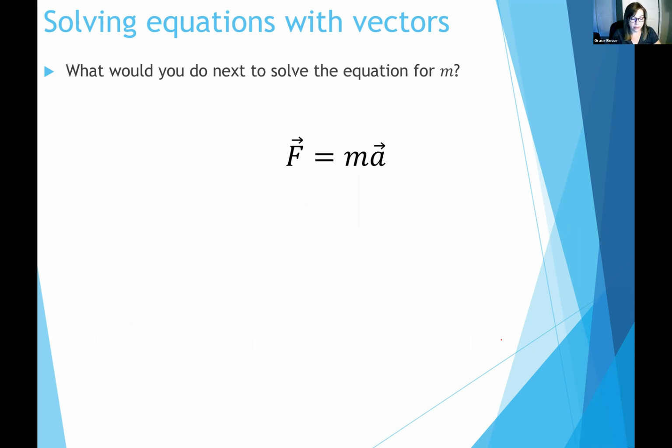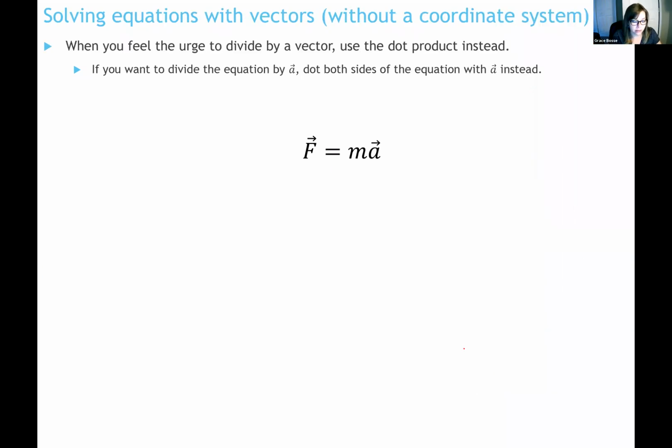Let's say you get the equation F equals MA, where F is a vector and A is a vector, and we want to solve for M. I am feeling an urge right now. I want to divide by vector A. Whenever you feel that urge, you need to follow this advice instead. Whenever you feel the urge to divide by a vector, I want you to take the dot product instead. Whatever vector you felt the urge to divide by, now you should take the dot product with that vector instead.